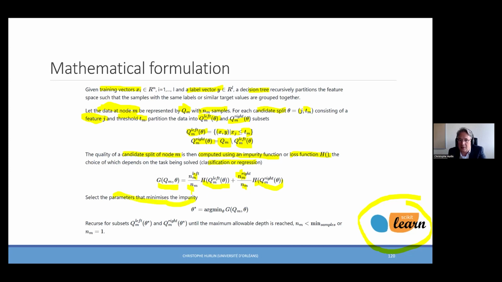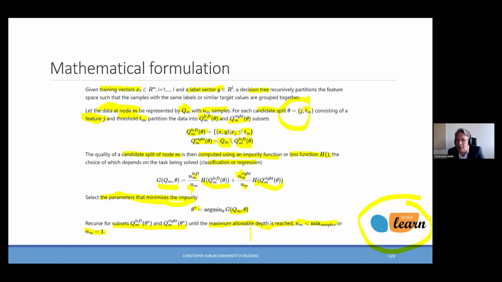Select the parameters that minimize the impurity. So I select the theta. What is theta? Theta is the variable and theta is the threshold. So I select the variable, I select the threshold, such as to minimize the weighted Gini. And then recurse for the subset on the left, on the right, until the maximum allowable depth is reached, or NM is smaller than the minimum number of samples, or NM is equal to 1.